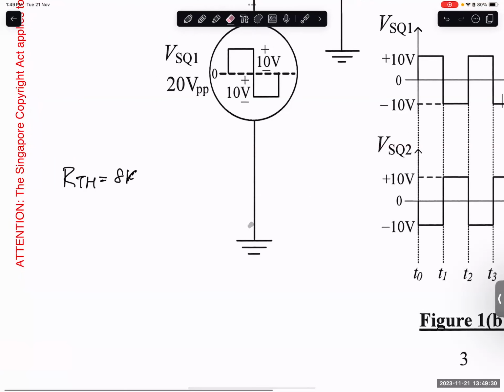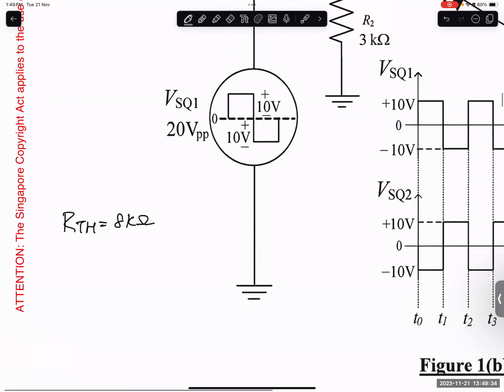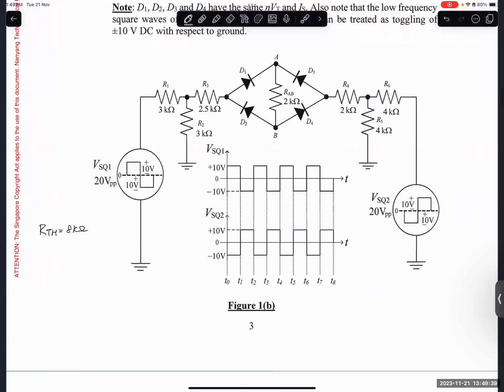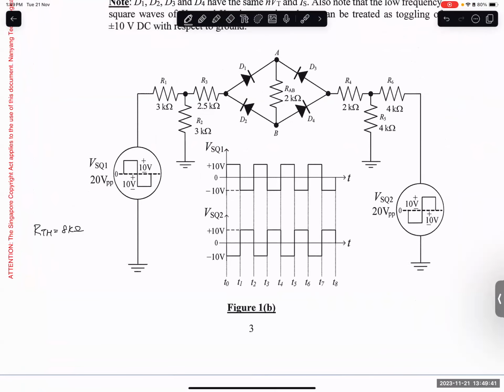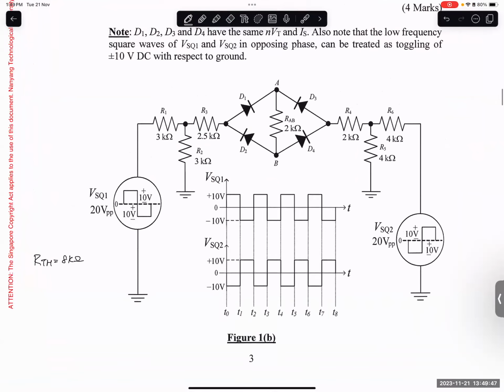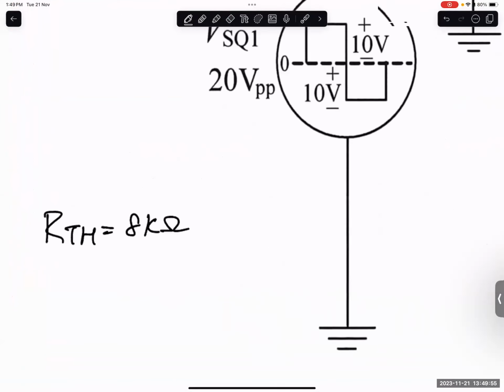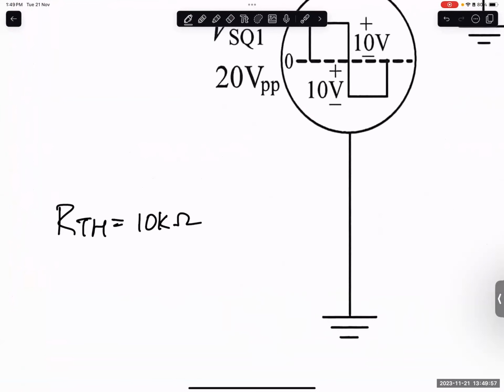You all know how to get 8 kilo ohms or not? Is it 8 kilo ohms? 3 parallel 3 plus 2.5 and 4. 1.5 plus 2.5 and 2 plus 2. Plus 2. Need to plus 2, right? Yeah. Let's see. Because I can bring it out, then it's the same. So it's 10, yeah, 10 kilo ohms. Wait, what? How?